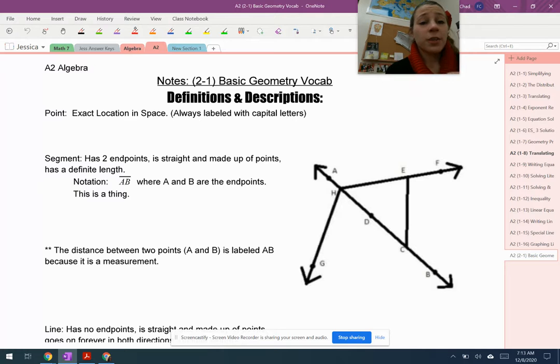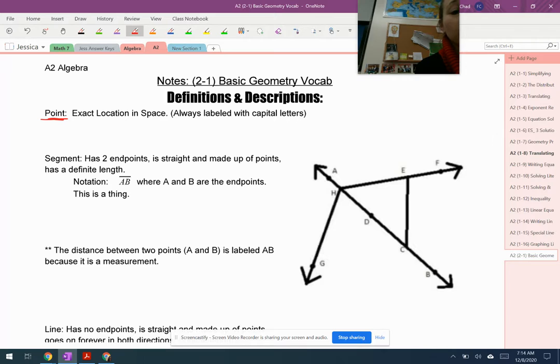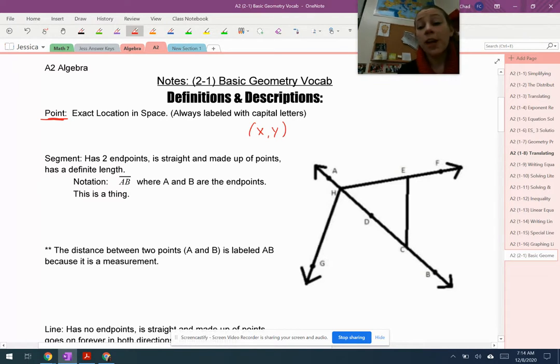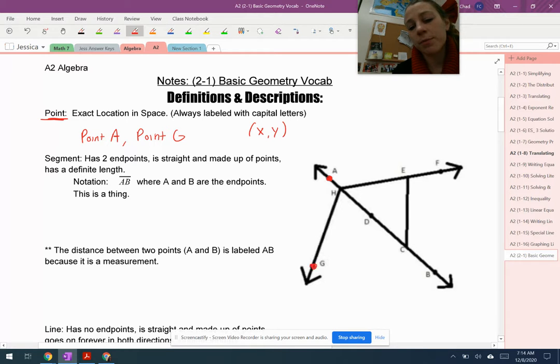So first one is a point. A point is an exact location in space, and it is always labeled with capital letters. So you guys are familiar with the points that are x comma y's for the coordinates. That is still a point. And we're also talking about the points here like on this diagram. Like that's point A. Point G would be another example. Notice how they're all labeled with capital letters.